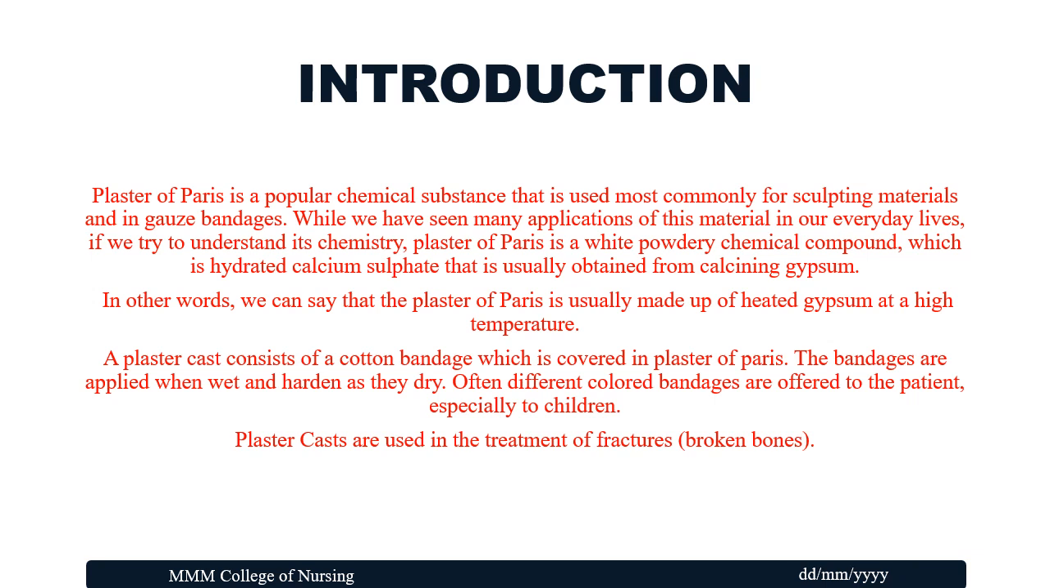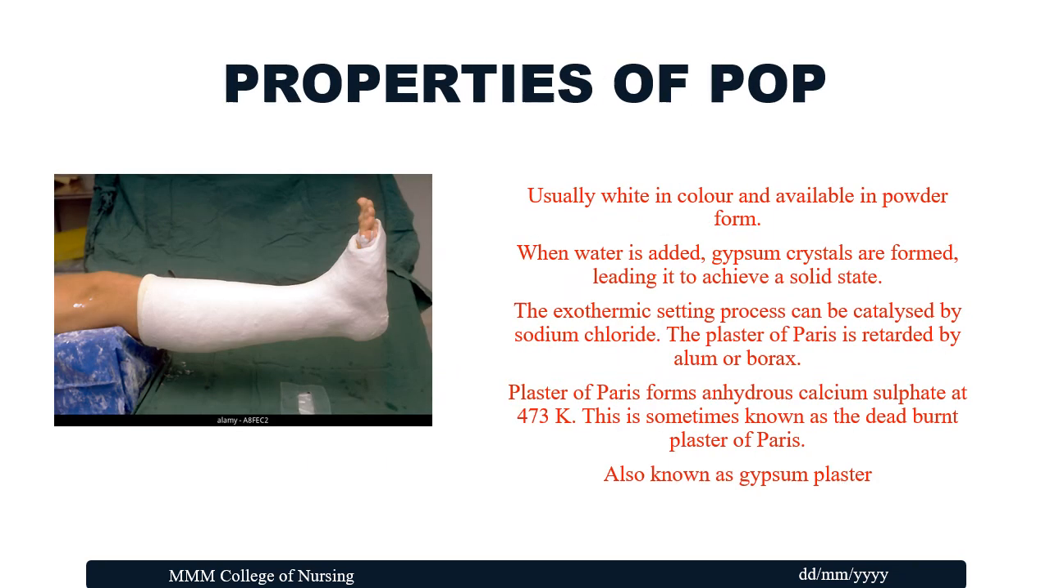A plaster cast consists of a cotton bandage which is covered in plaster of Paris. The bandages are applied when wet and harden as they dry. Often different colored bandages are offered to the patient, especially to children abroad. Plaster casts are used in the treatment of fractures, that is, broken bones. This is the introduction. Moving on to the properties.